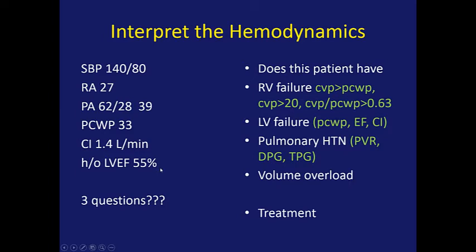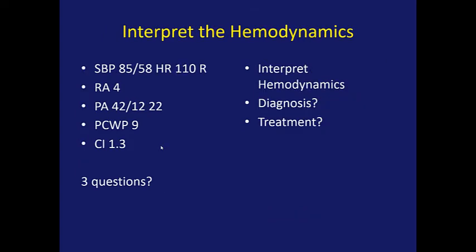He has a normal EF. It's like, yeah, it's heart failure with preserved EF. So the treatment for this is bring down the blood pressure, diurese him, and try to see if you can find the cause. Is something contributing to his heart failure with preserved EF?